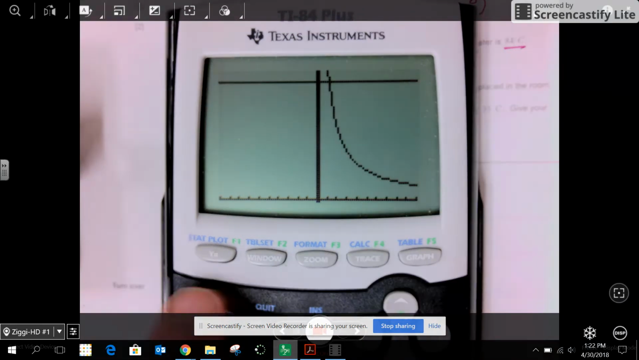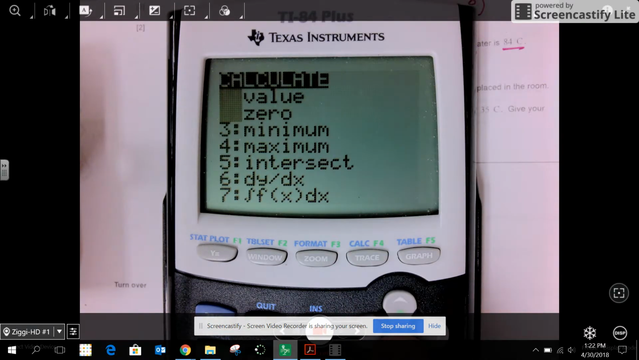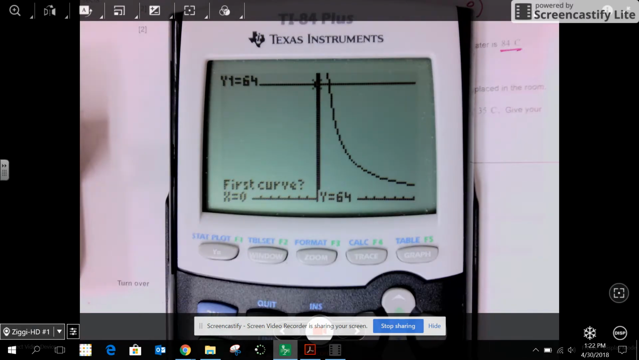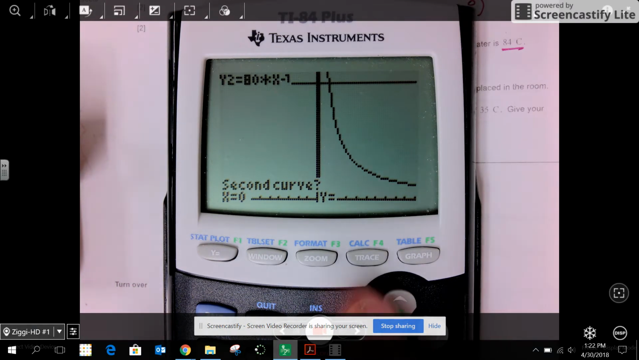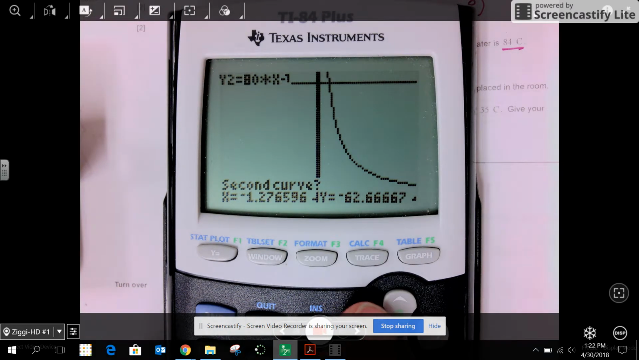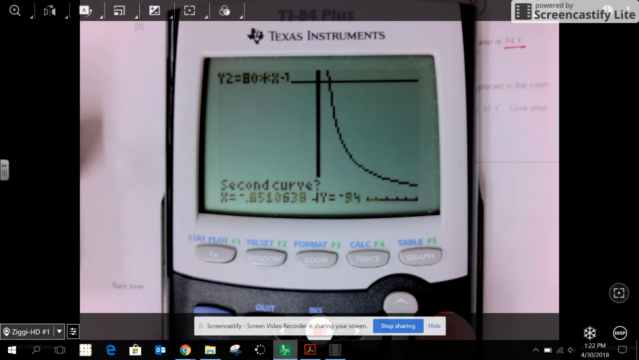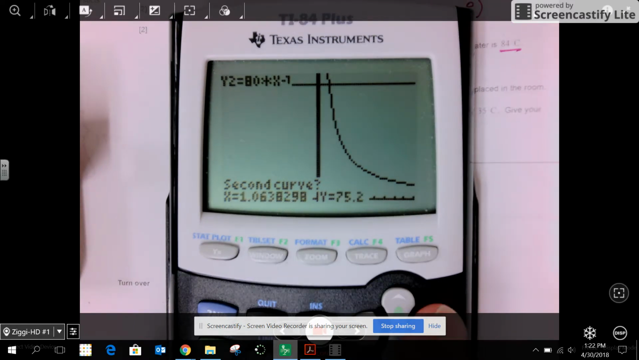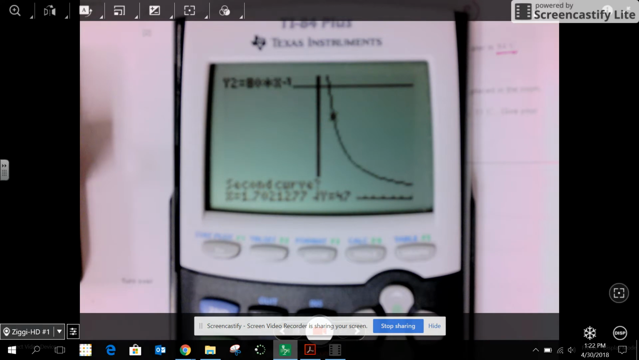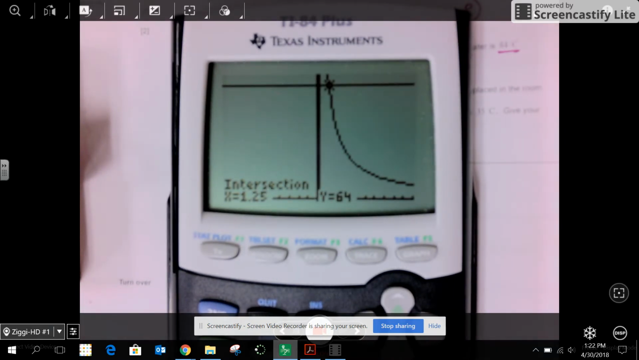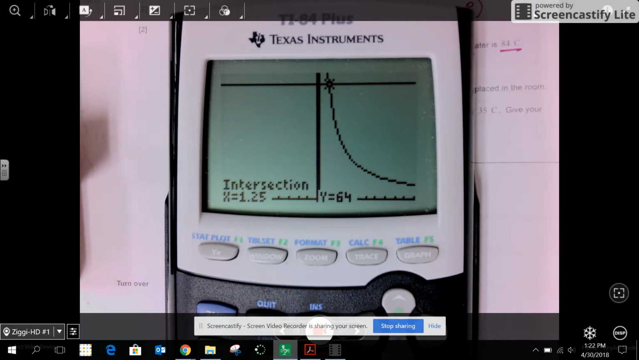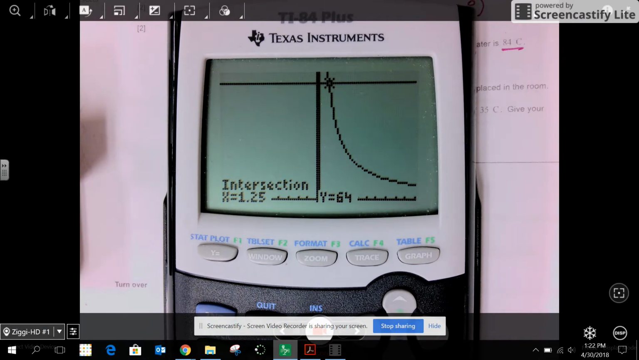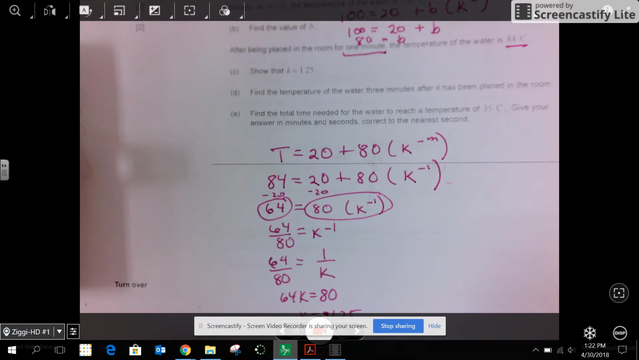I need to calculate that intersection. That's my solution. Calculate intersection. First curve, enter. Second curve, enter. It jumps for you. And then you can look for the spider. It might show up. Oh, there it is. Enter. It's asking you to make a guess. There's your 1.25. You would sketch this graph and your answer blank and say I calculated the intersection. So either way that works.